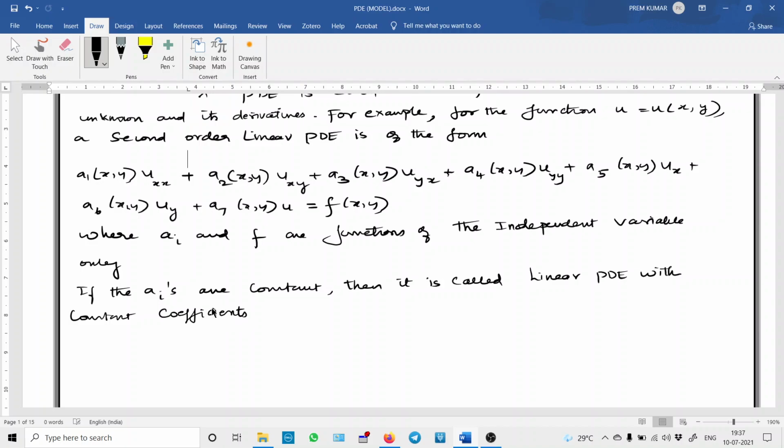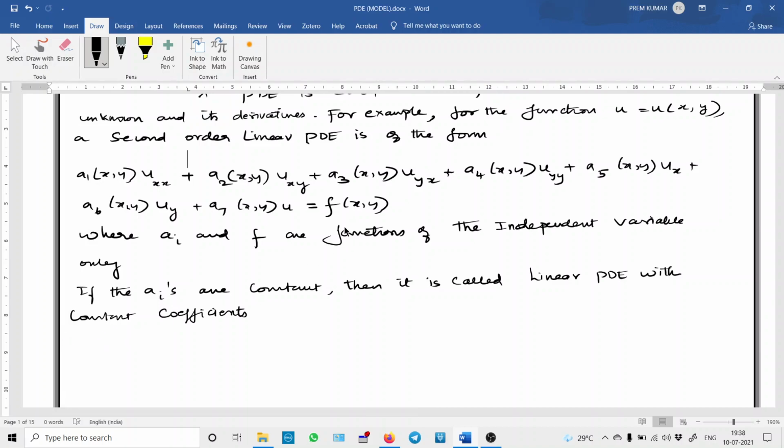If these a_i's are depending on x and y, the independent variables, then we call it linear partial differential equations with variable coefficients. If the a_i's are constant, we call it constant coefficient, but both of them are classified as a second order linear PDE.